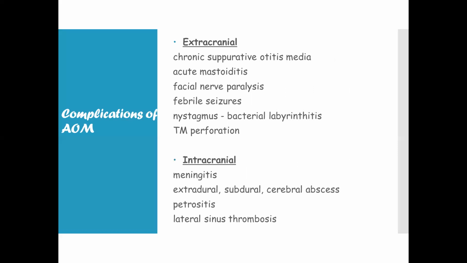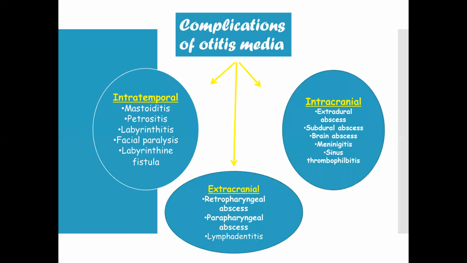So, what are the complications of acute otitis media? We can divide them into intratemporal, extracranial, and intracranial. Intratemporal complications include mastoiditis, basically inflammation of the mastoid, petrositis, inflammation of the petrous part of the temporal bone, labyrinthitis, facial paralysis, and labyrinthine fistula. Then extracranial complications include retropharyngeal abscess, parapharyngeal abscess, and lymphadenitis. Intracranial complications include extradural abscess, subdural abscess, brain abscess, meningitis, and sinus thrombophlebitis.